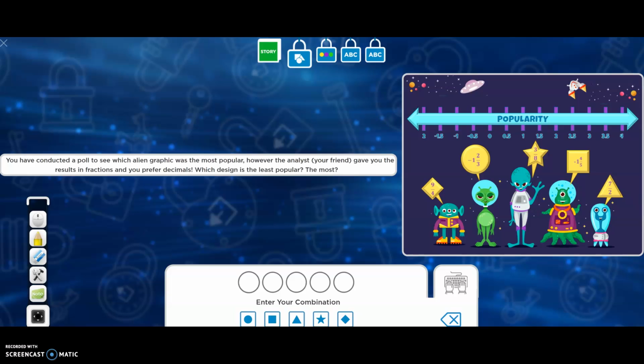Okay, let's solve this breakout. You had 4 locks, and the first one asks you to place the rational numbers in order least to greatest. So you would start with -1 4/5, followed by -1 2/3, followed by 3/8.